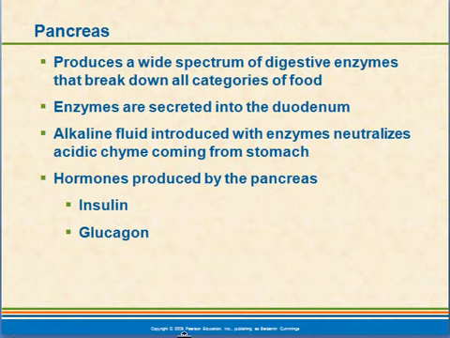Beyond that, it produces two hormones. Insulin, which is produced by beta cells within the islets of Langerhans, and glucagon, which is made by alpha cells in the islets of Langerhans. Now, insulin is secreted when we have a high level of blood sugar, and it allows the sugar to be taken in to the tissues where it can be used.